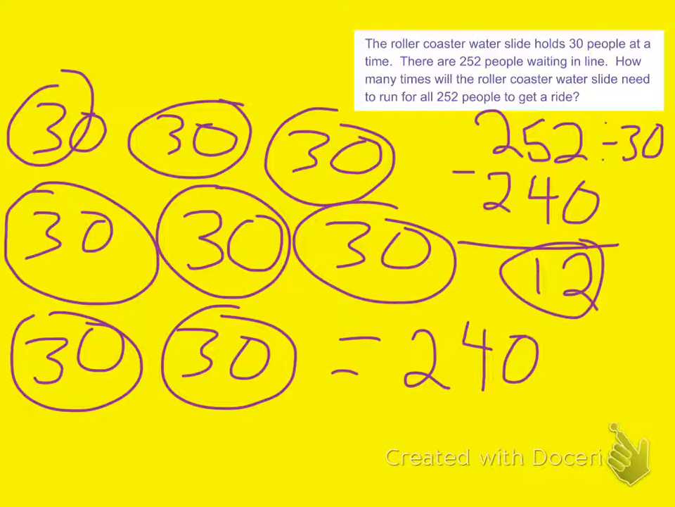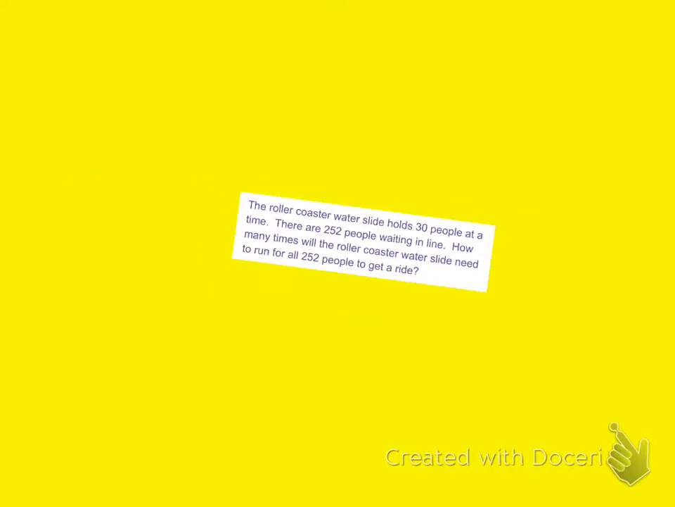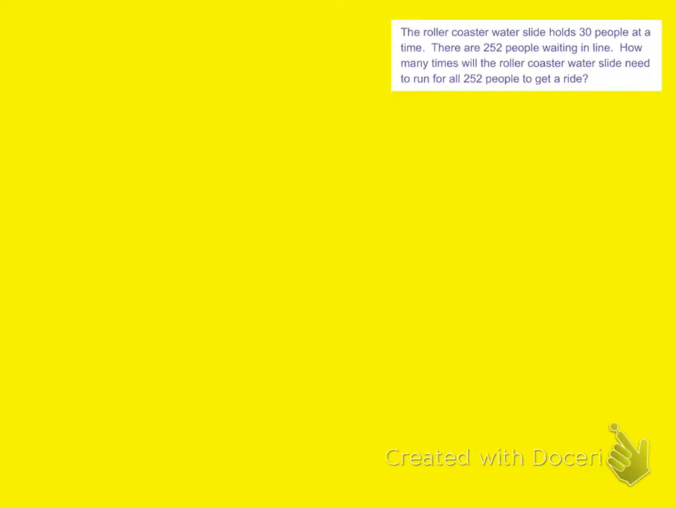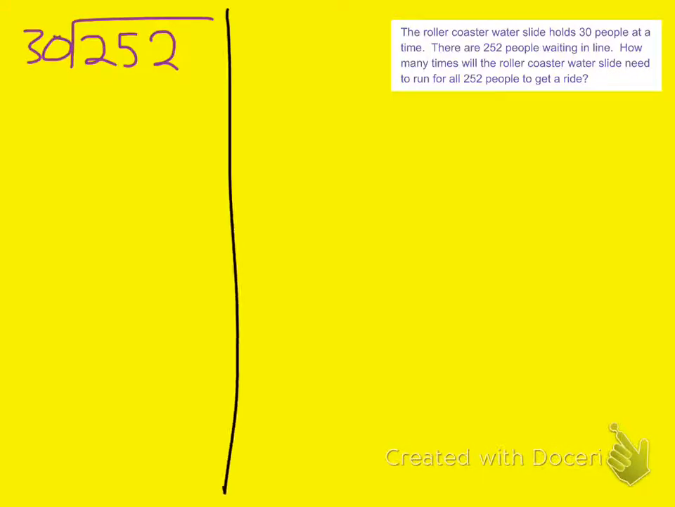Okay, I'm going to walk you through how to do that again really, really quick using the division that we've been practicing in class the last few days. So again, here's our story problem. We're doing 252 divided by 30. Alright, I'm going to draw my line. Alright, I know that 30 goes into 252 at least 5 times. 5 times 30 is 150. So I can go ahead and subtract.